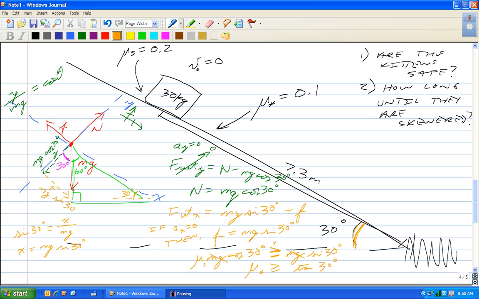Okay. So our static mu was 0.2. So how does 0.2 compare? It is about half. Yes. And the kittens die. It is not equal, not greater than or equal to. And so are the kittens safe? No. No. And it seems like they're going to die very quickly.